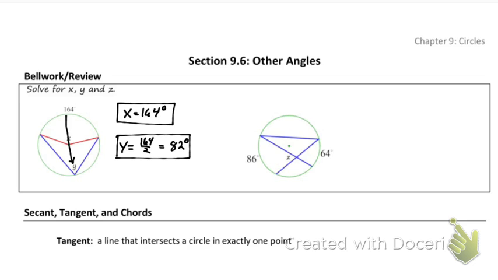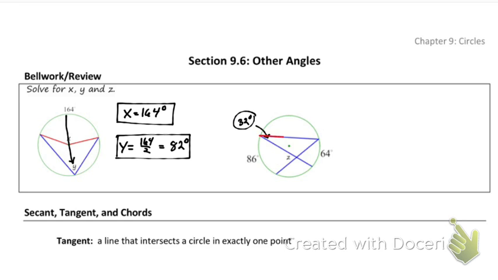Now, for the next one, we're actually going to learn more about this today. But we have to realize that we can't go straight to z today. Z is not an inscribed angle. It is not a central angle. But what we do have is a triangle. Let me point out the triangle I'm looking at. That triangle that has inscribed angles. So I first look at that inscribed angle there. It's pointing to that 64. Half of 64 is 32 degrees. So this is 32 degrees.